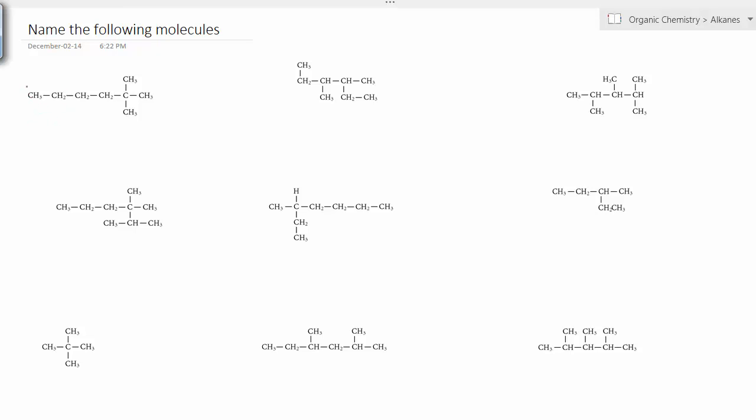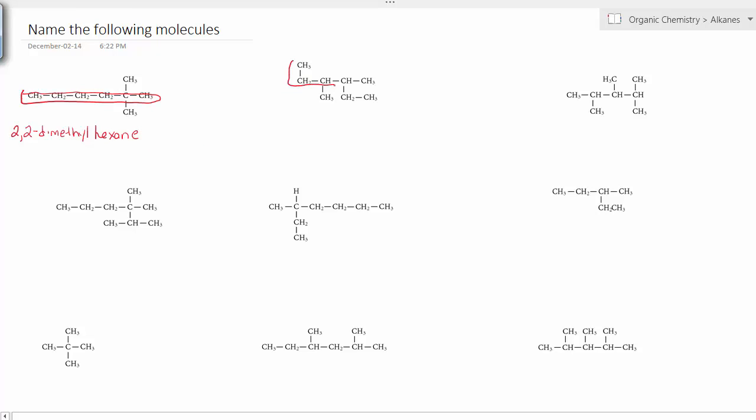Okay, let's look at naming these alkanes. So identify the longest chain. In this case, you've got a hexane. At carbon 2, you have two methyl branches, so it's 2,2-dimethylhexane.